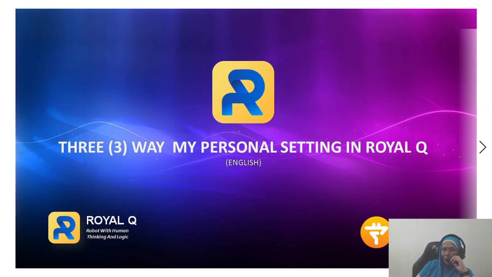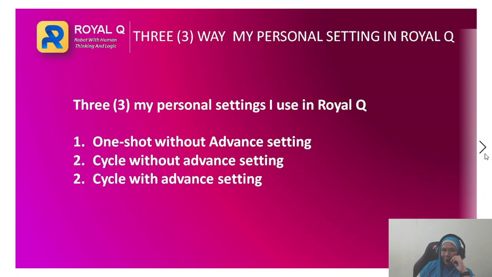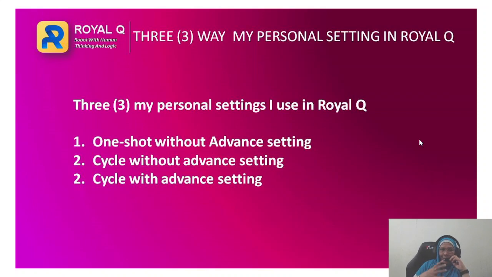This afternoon, I want to share with all of you the 3 ways of my personal setting in RoyalQ. Okay, the three personal settings I use in RoyalQ. Number one, one shot without advanced setting. Number two, cycle without advanced setting, and number three, cycle with advanced setting.